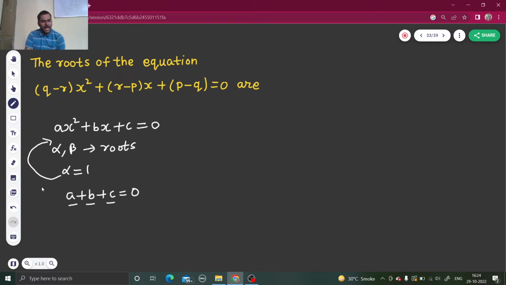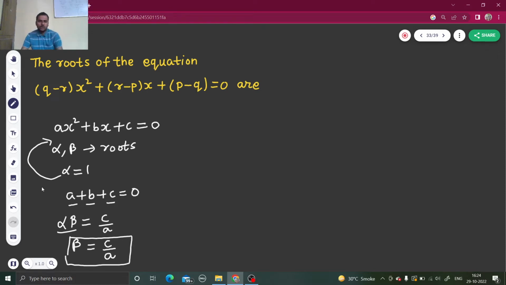Fine. And the other root, how will you find the other root? The product of roots will be equal to c by a. Now because alpha is 1, the product of roots will be equal to the other root itself, because 1 into beta is beta only. So you can find the other root also, that will be equal to c by a.